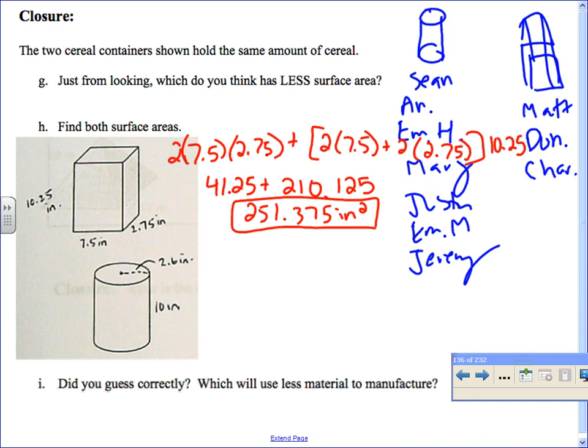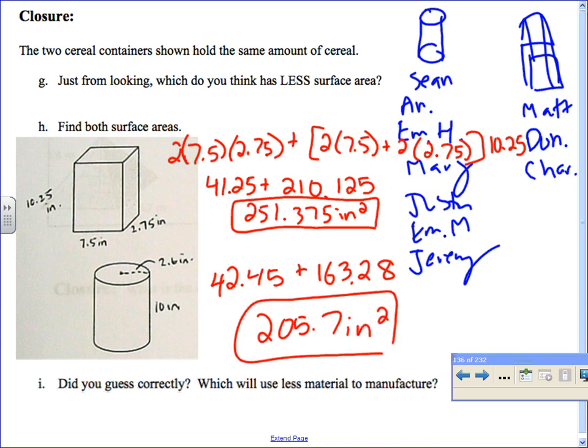Okay. And then the cylinder, I'm going to go to the last two steps here. You should get 42.45 plus 163.28. You end up with 205.7 inches squared. So questions before we talk about the cereal container? Questions on using the formula?